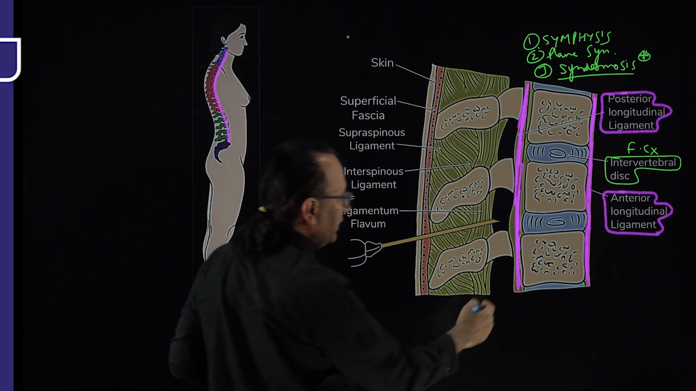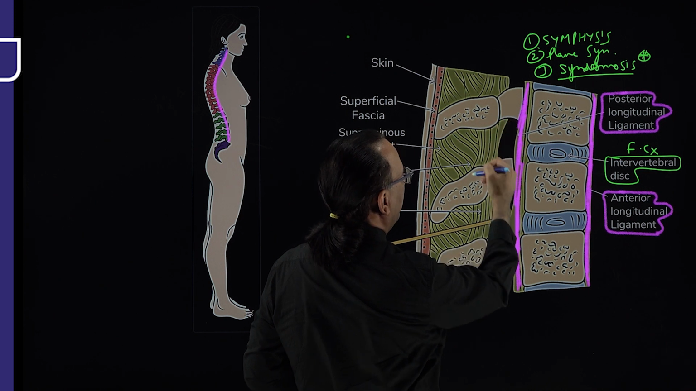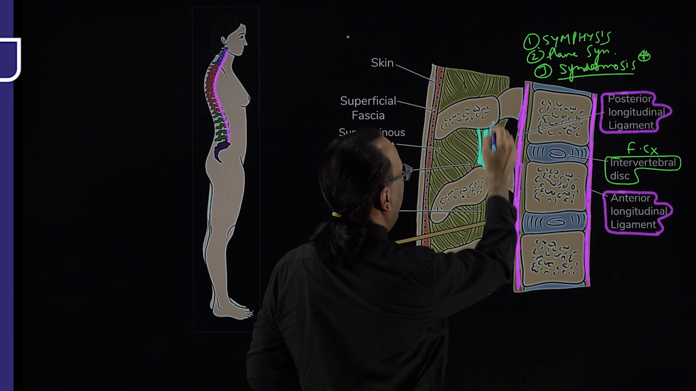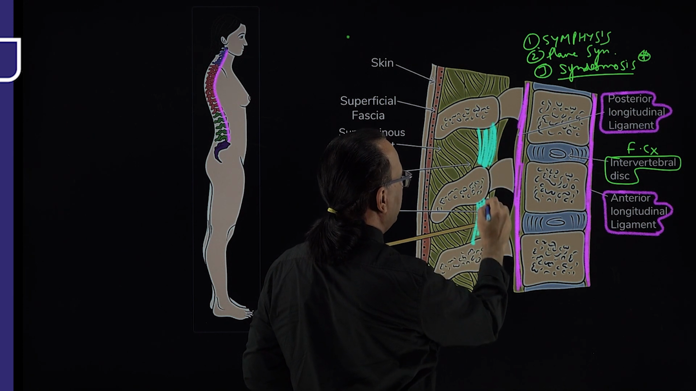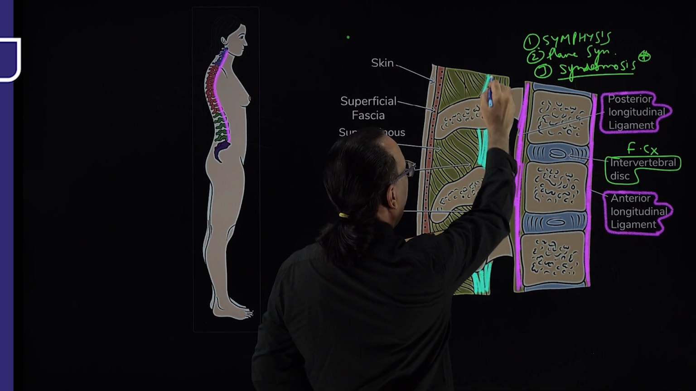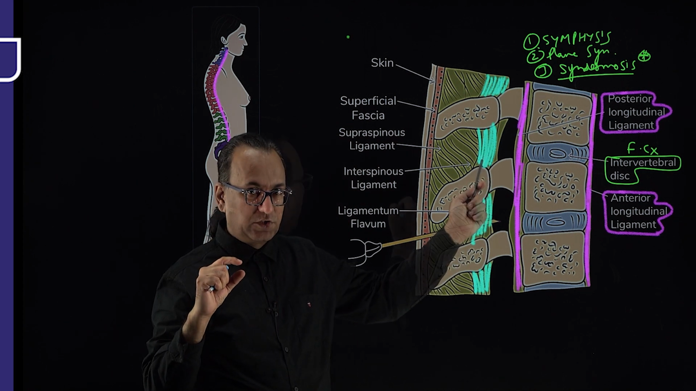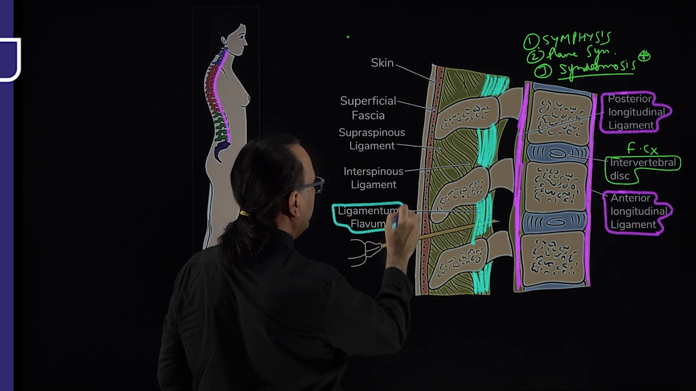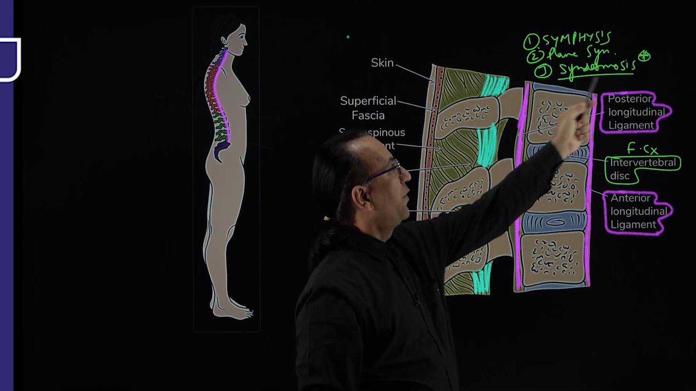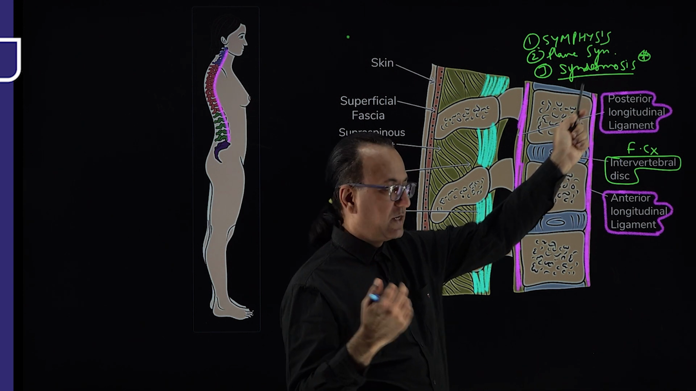Along with that, we will see there is one ligament which is connecting the lamina of one vertebra with the other. This ligament which is connecting the lamina of the upper and lower vertebra is called the ligamentum flavum, and this ligamentum flavum has 80% elastic fibers and 20% collagen fibers. So this is the ligamentum flavum which is connecting the lamina of the adjacent vertebrae, making a component of syndesmosis in the intervertebral joint.